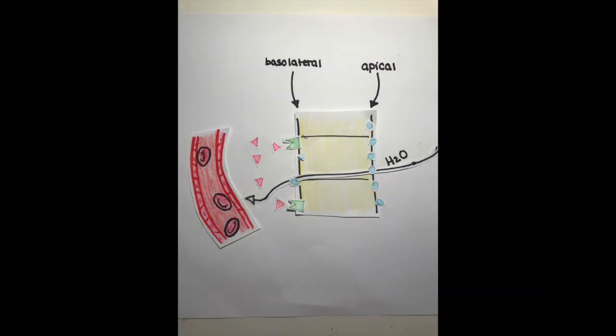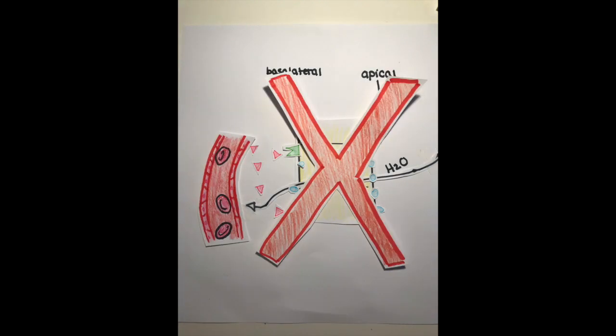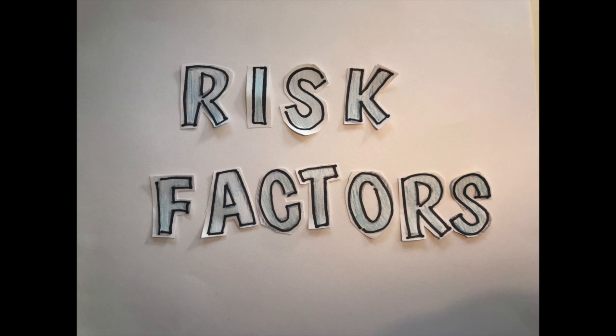When ADH is either not produced or not responded to, the additional aquaporin is not inserted into the cell membrane, and therefore the water is not able to be reabsorbed into the blood. That water then goes into the urine, which results in excessive production of dilute urine and an increase in the blood solute concentration.